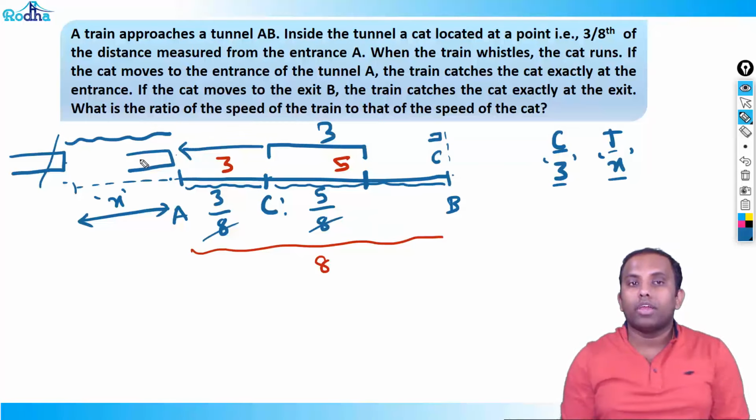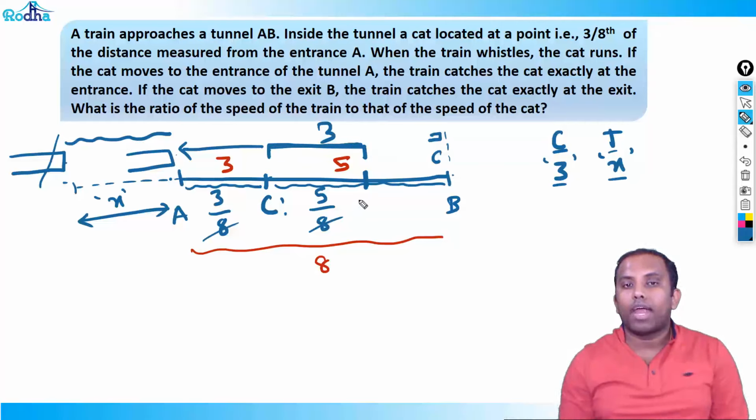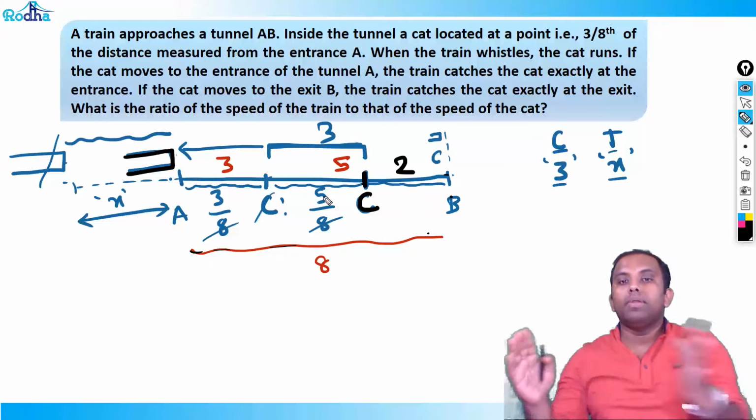Suppose I'm taking another one. If train travels x, in the same time, cat will travel 3 meters. So cat will come at this point now. So now distance left is how much? Distance left is further 2 only now. So now train is at this point, cat is at this point. Cat is 2 units away from B and train is 8 units away from B. So both are reaching B at the same time.